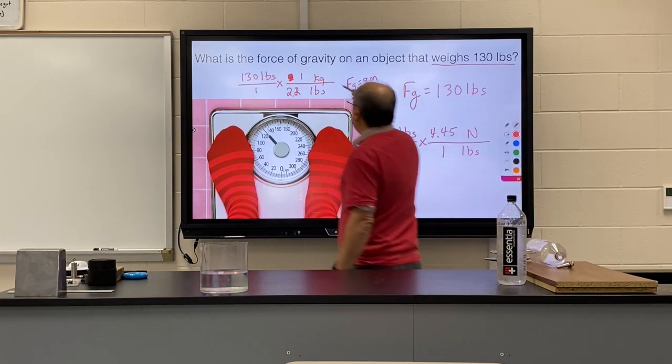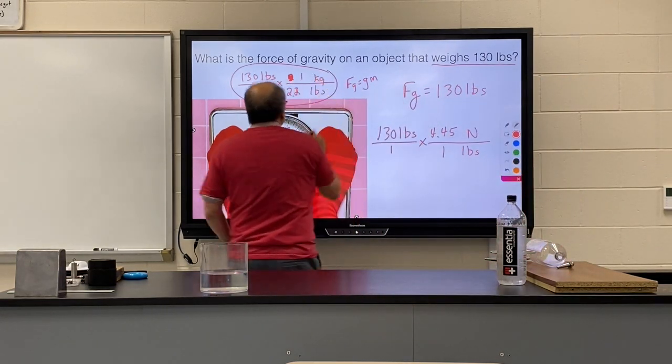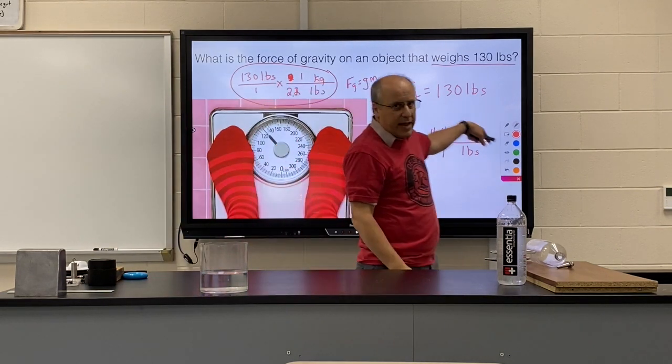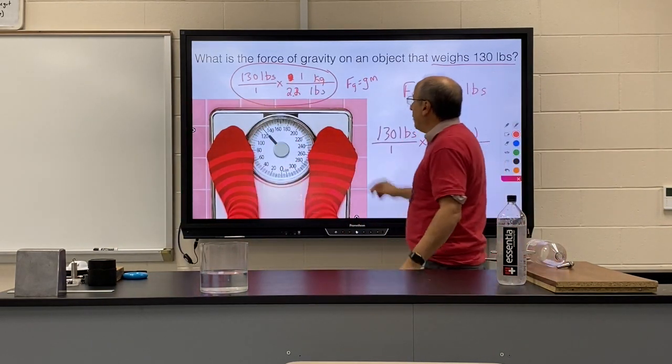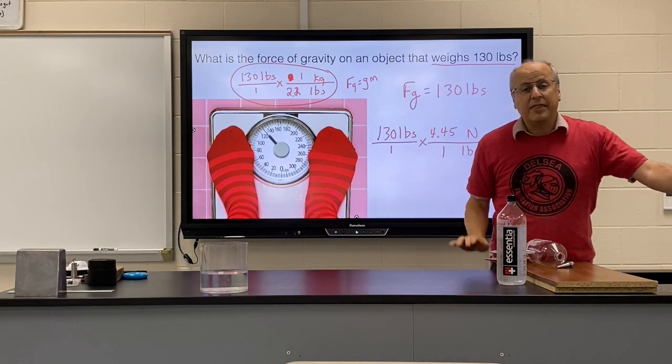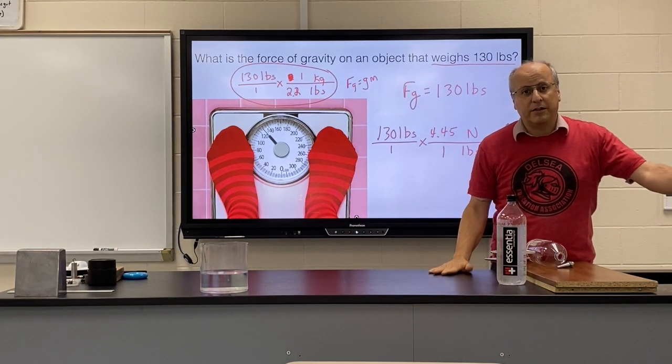When you do this conversion, it only works on Earth. This conversion would work anywhere. On Earth, 1 kilogram has a force of gravity of 2.2 pounds. That will not be true on other planets.